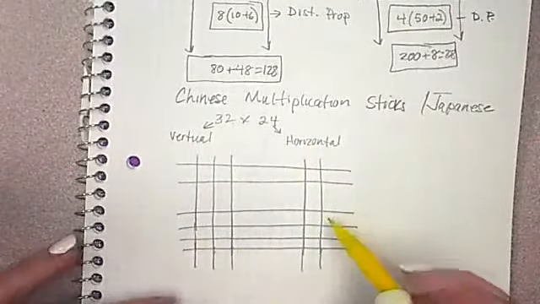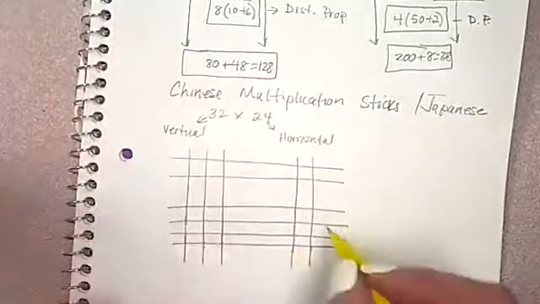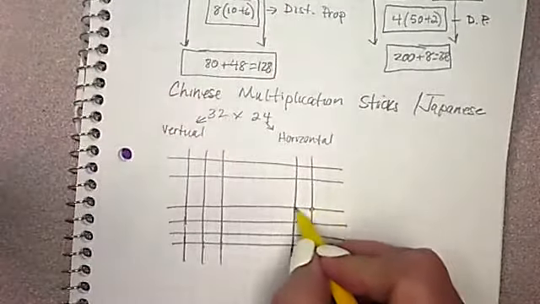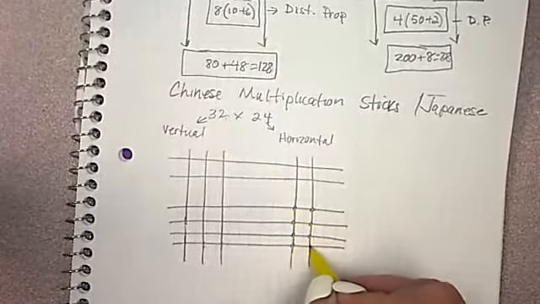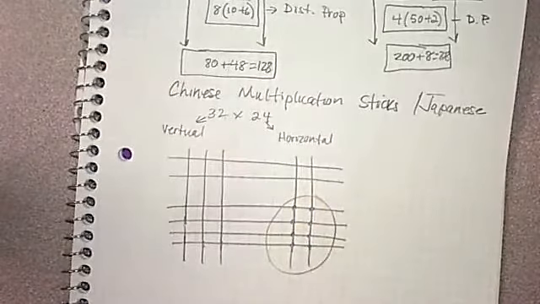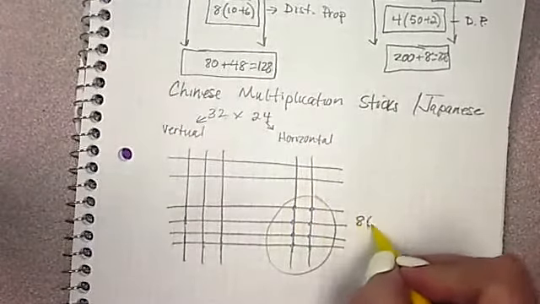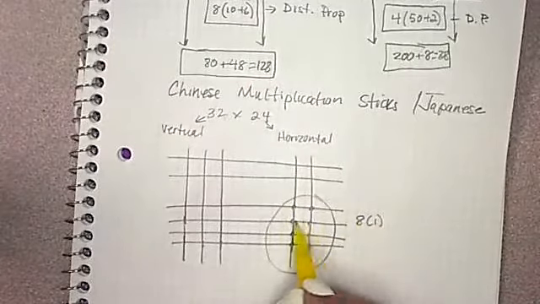All right, so this right here, these are your ones that fall right here. So we're going to look at where these lines cross each other. Okay, so how many places do they cross each other in this area? Those are your ones. So that's 8 ones because it crosses in 8 different places here.